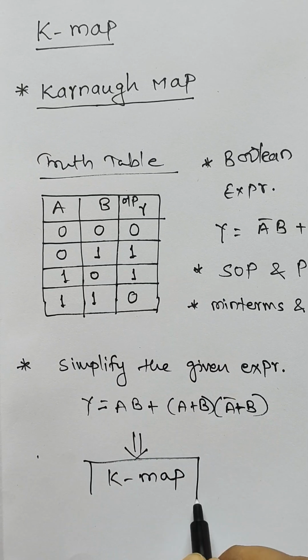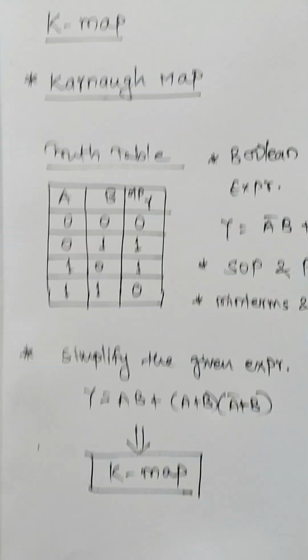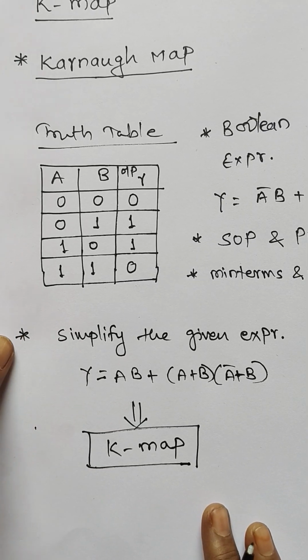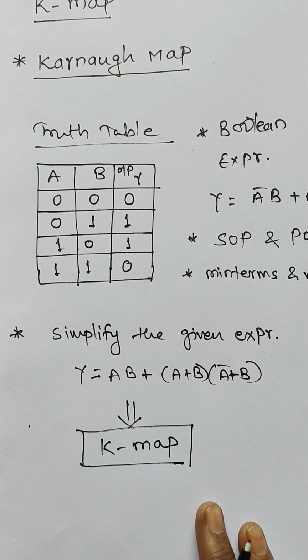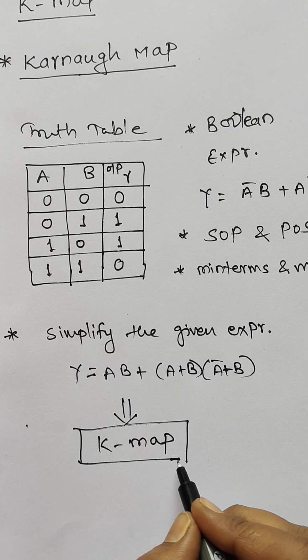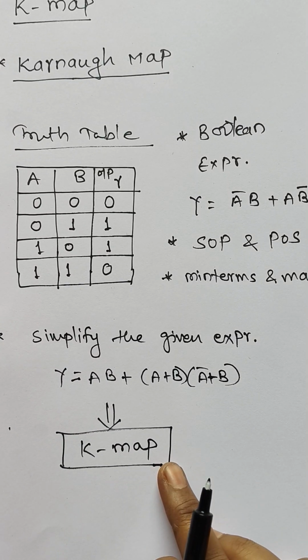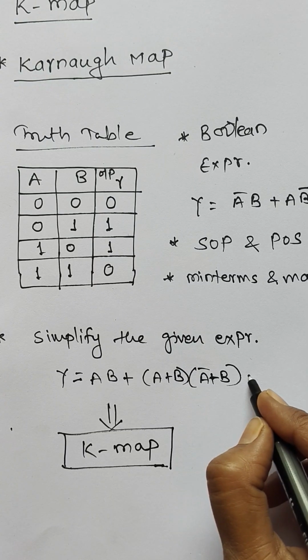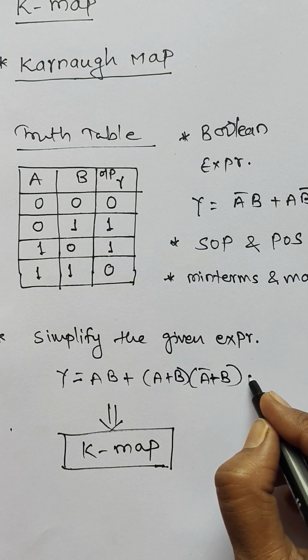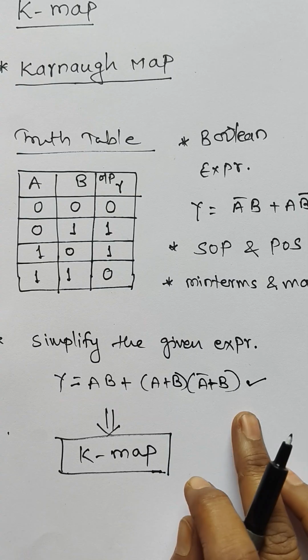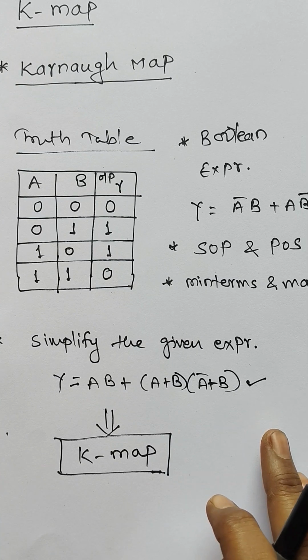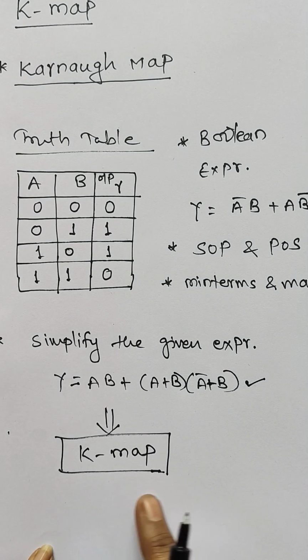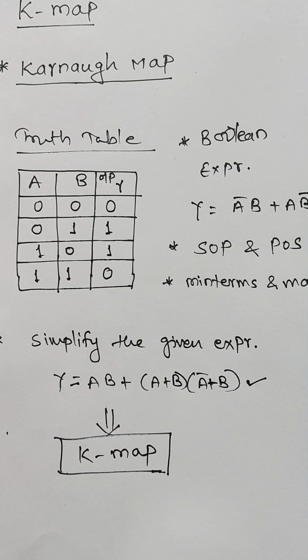So for what purpose is the K-map there? The K-map is also for simplifying Boolean expressions. But it is easier to do and easier to simplify, rather than moving with theorems and laws and solving the algebraic equations. Now let us see what the K-map is.